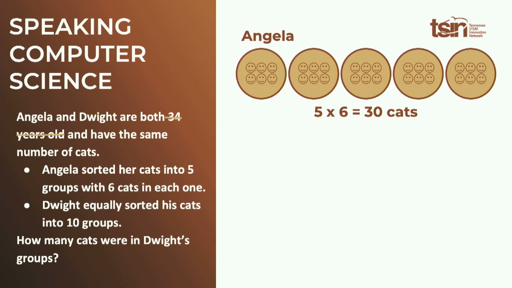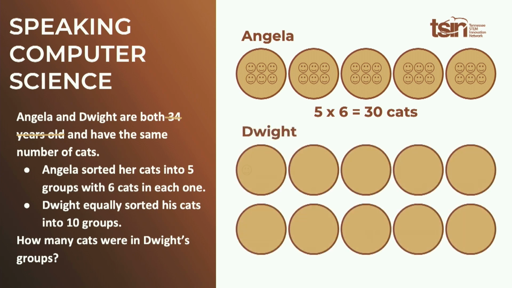Now I'm going to use that information or that answer from part 1 to solve part 2. So Dwight sorts his cats into 10 groups, and we're sorting 1 cat into each group equally until we get to our total, which is 30. Remember what operation that would be. Let's look at that pattern. We're sorting it equally. That must be division.